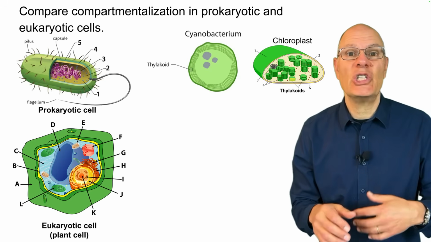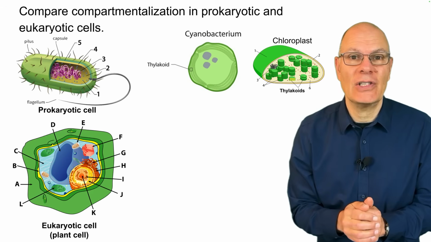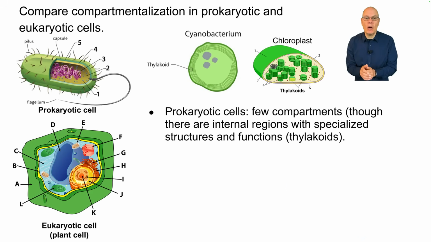Compare compartmentalization in prokaryotic and eukaryotic cells. Prokaryotic cells have few compartments, though there are internal regions with specialized structures and functions. Here's a prokaryotic cell. You can see that its internal structure is much simpler than that of a eukaryotic cell. But one notable compartment is called a thylakoid, and it's this over here in a cyanobacterium. Cyanobacteria evolved into chloroplasts. We'll talk about that in a moment. And they have these internal compartments called thylakoids that are essential for the function of photosynthesis.